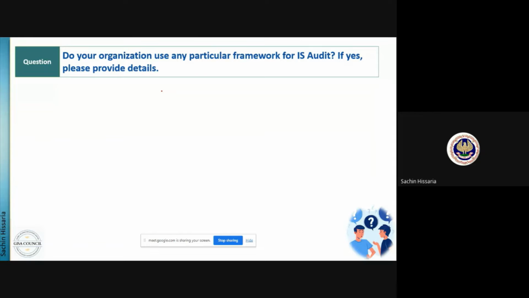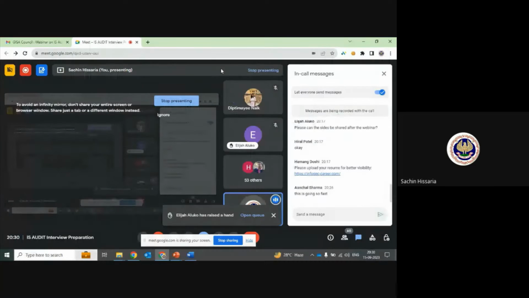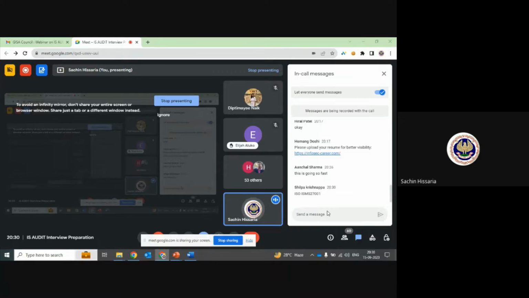Now suppose during the interview, the interviewer asks whether your organization uses any particular framework for IS audit. If they are asking about any framework for IS audit, then you need to answer accordingly, that my organization is using this framework. Guys, can you please help me in the chat box: have you come across any such framework, have you used any such framework in a previous audit? Can you give me some names that you used for IS audit purposes?